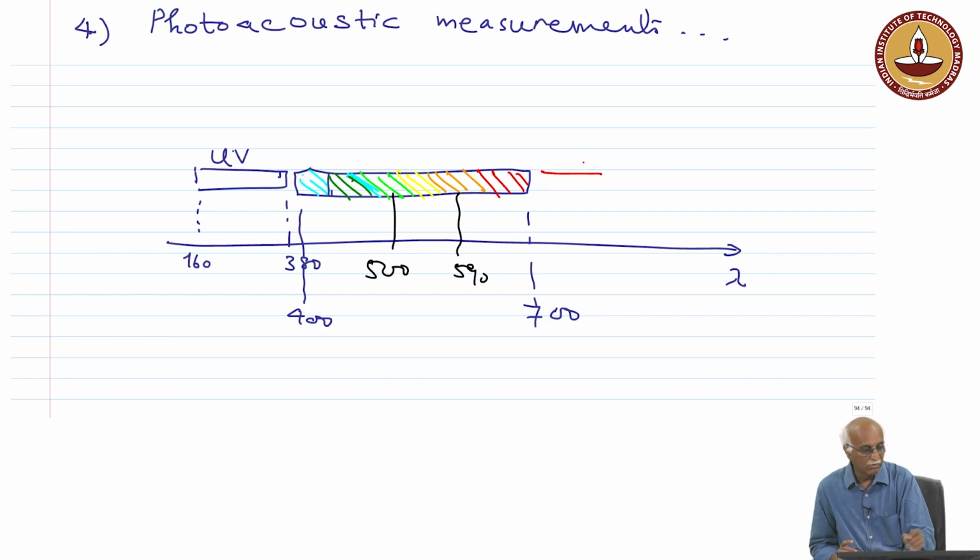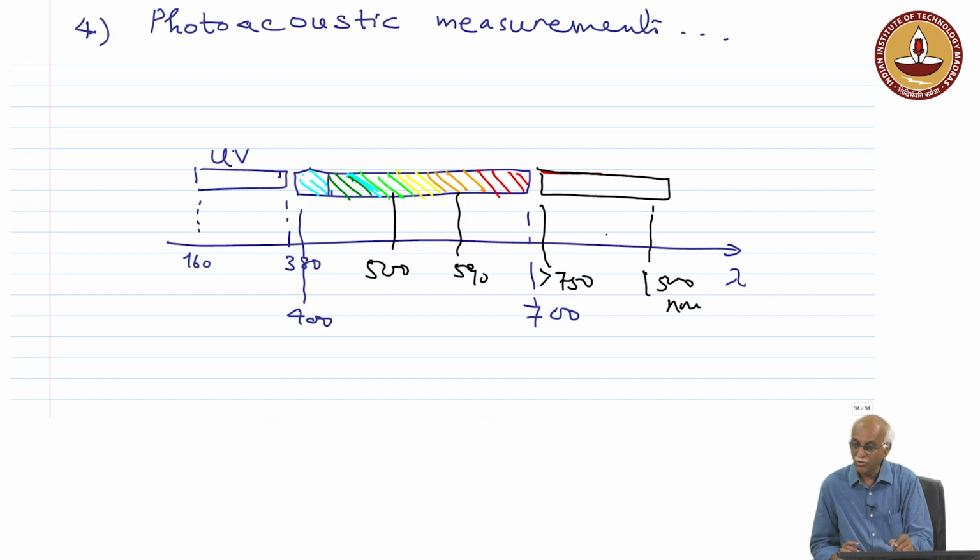Then the near infrared range comes into the picture. Okay, the near infrared range is above 750, greater than 750 nanometer, and up to maybe 1300, 1400 or 1500 nanometer range, and this is the near infrared range, near IR. This is visible, right, this is UV, yeah.